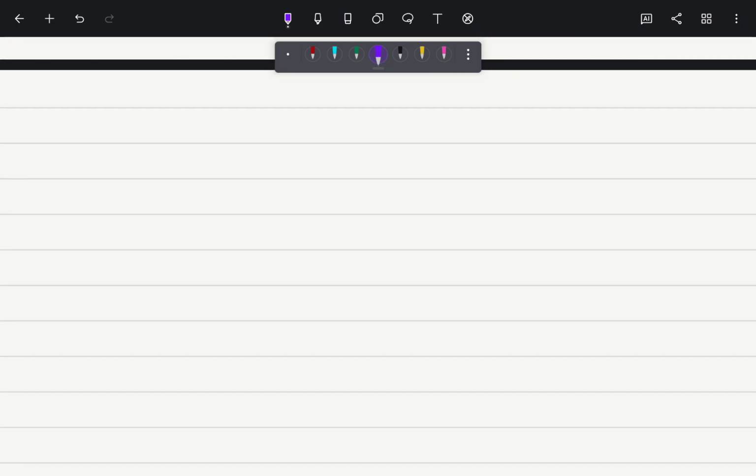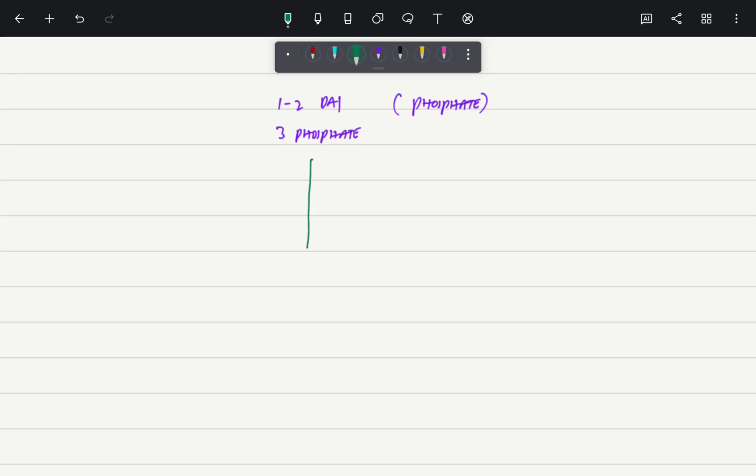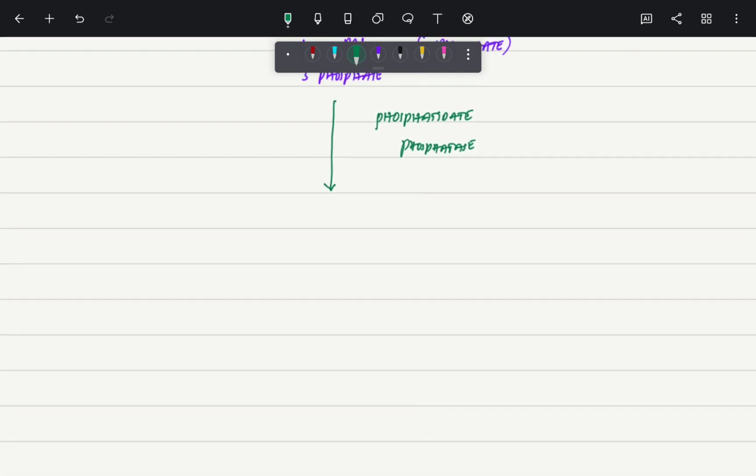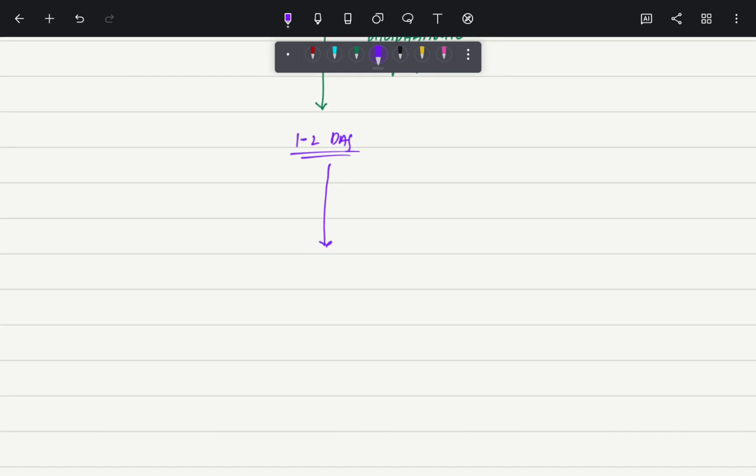And from this 1,2-diacylglycerol 3-phosphate, aka your phosphatidate, we are going to remove the phosphate. And what was the enzyme which was cutting off the phosphate? It was your phosphatidate phosphatase. And what was the compound formed here? It is 1,2-diacylglycerol.